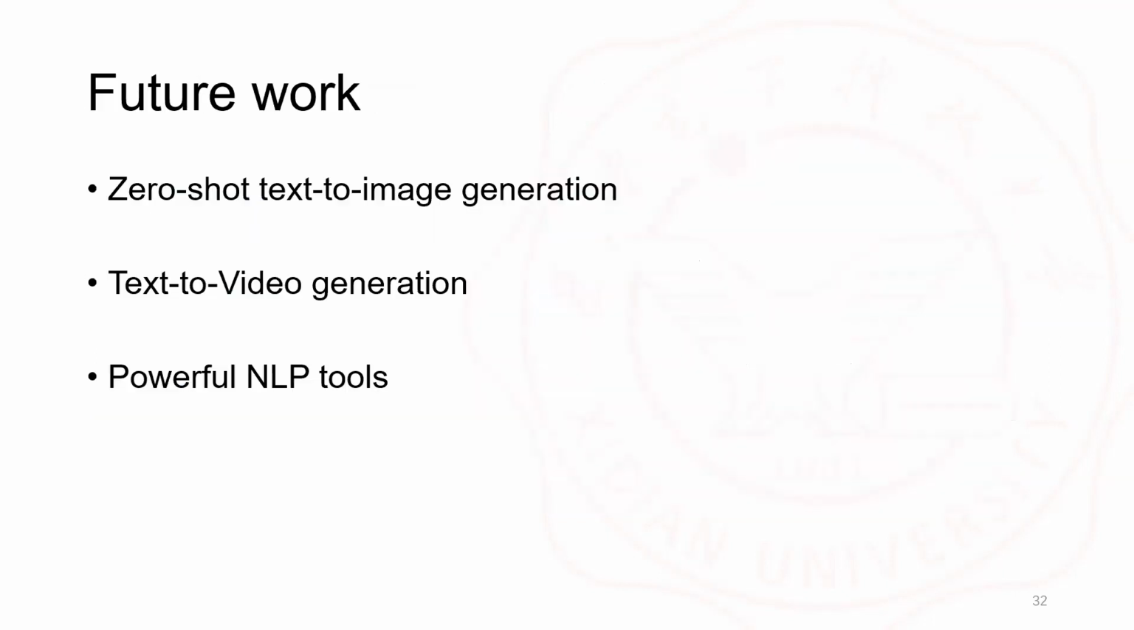Finally, it's about future work. Text-to-image generation is a cross-domain task. Now we can make the network draw with cross-domain knowledge. We can go further to make the network do zero-shot work or generate some videos. However, all of these are applications. They are indispensable from better text processing tools. So we also need more powerful NLP tools.